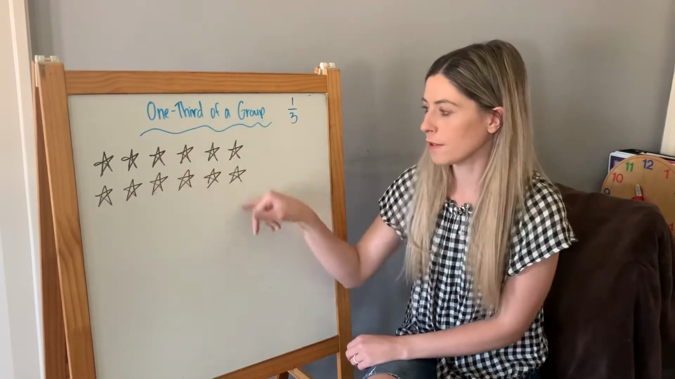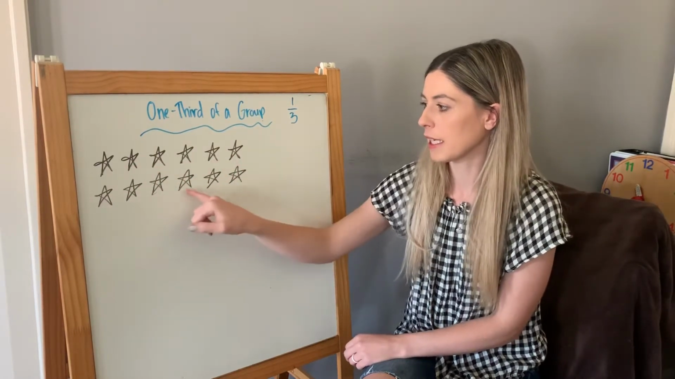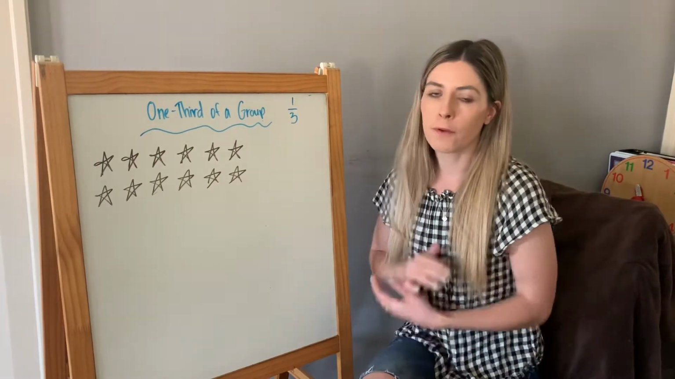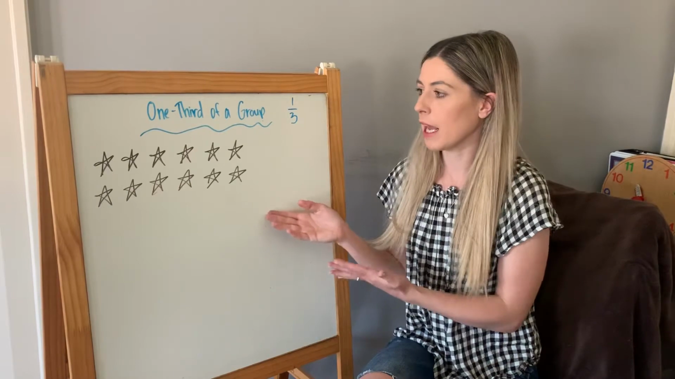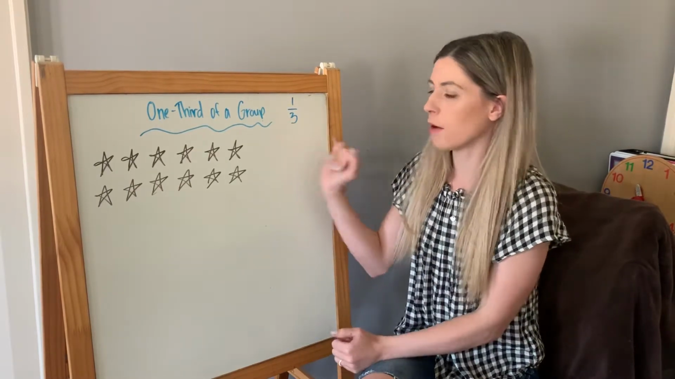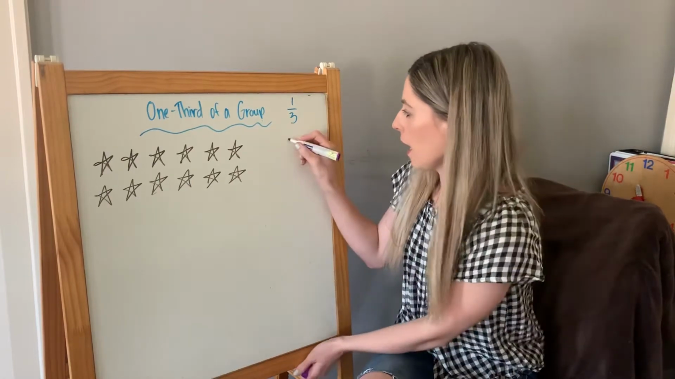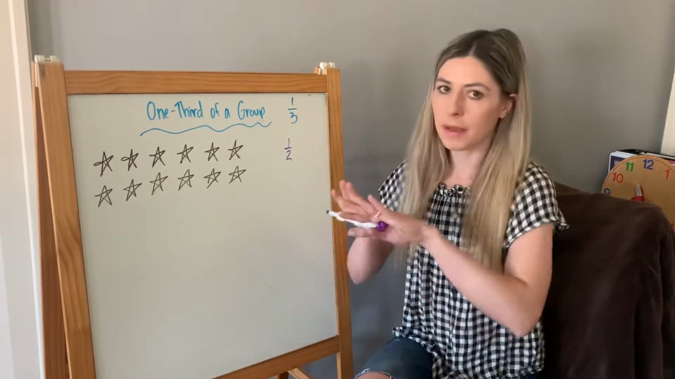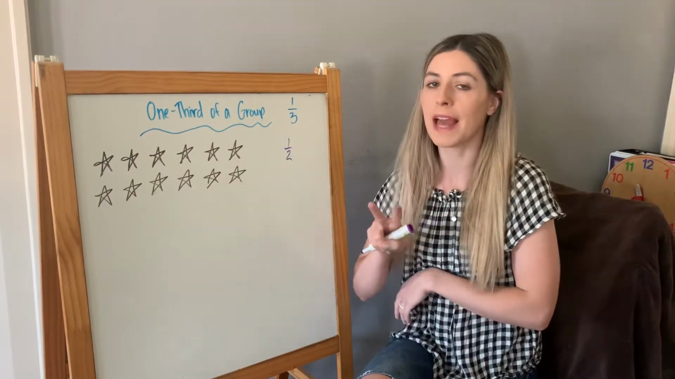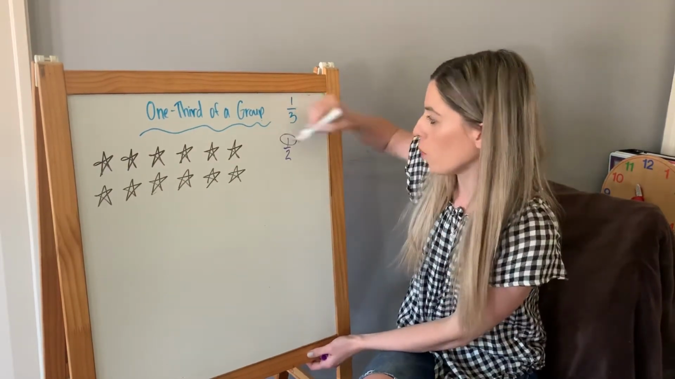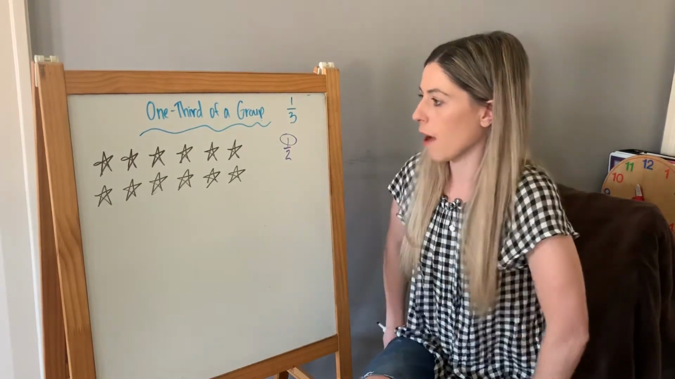I drew 12 stars here. 1, 2, 3, 4, 5, 6, 7, 8, 9, 10, 11, 12. Now, if you remember back to when we did 1/2 of a group, you are cutting it into the number of pieces that would be on the bottom. So if we did the fraction 1/2, then I'm going to split the number of stars into 2 total groups and then just count how many are in one of those groups. So watch me as I do that right now.